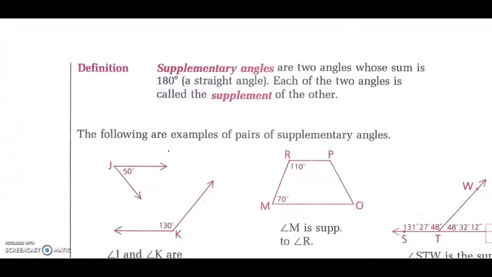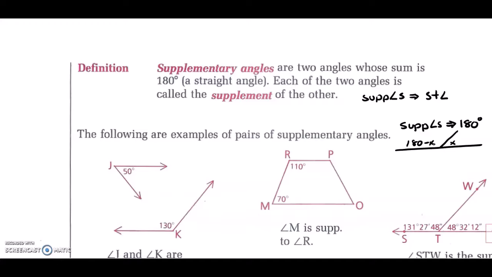Supplementary angles are two angles whose sum is 180 degrees or form a straight angle. Each of the two angles is called the supplement of the other. So in your proofwriting, you'll use supplementary angles implies a straight angle. And in your algebra work, you'll use supplementary angles implies 180 degrees. And then in that setup, if the angle is x, then the supplement is 180 minus x.